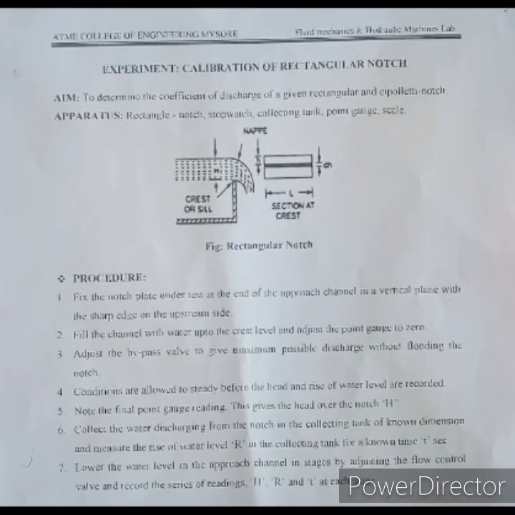Coefficient of discharge can be calculated by knowing the theoretical discharge and the actual discharge. The theoretical discharge depends upon the head present above the crest point in a notch. The actual discharge can be calculated by knowing the time taken for a 0.1 meter raise, or 10 centimeter raise, of water level in a collecting tank.